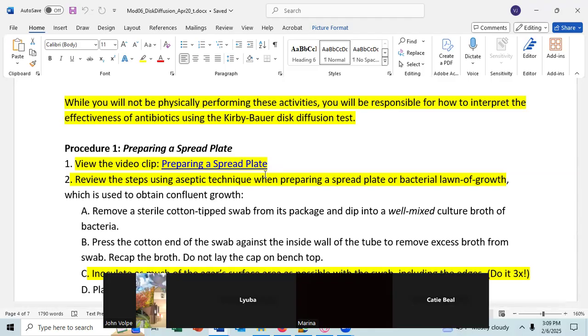Let me get something out here. So watch the video for preparing a spread plate, and then review the steps for aseptic technique for preparing the bacterial lawn, meaning how you set up the Kirby-Bauer test. First, get a sterile cotton swab. Pretend this is a cotton swab. Dip it into your mixture of bacteria. Remove the worst of the liquid on the side of the tube.